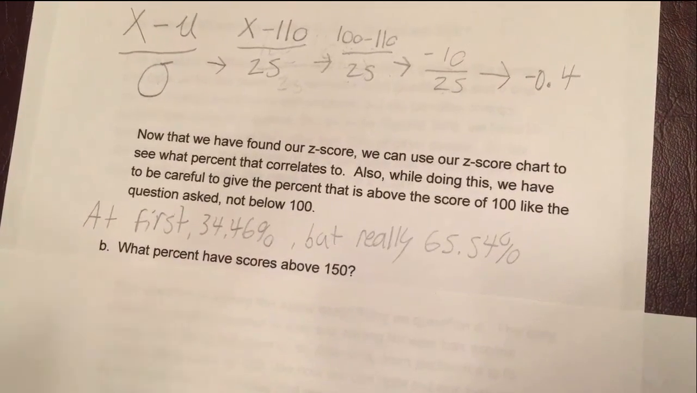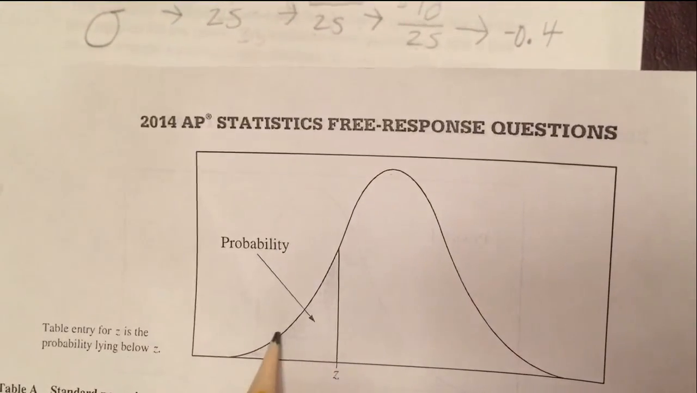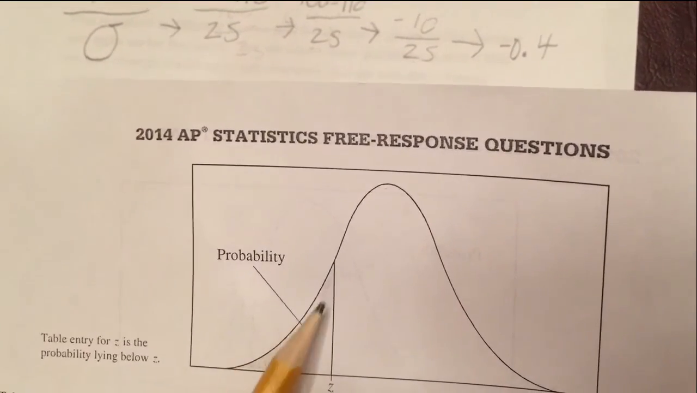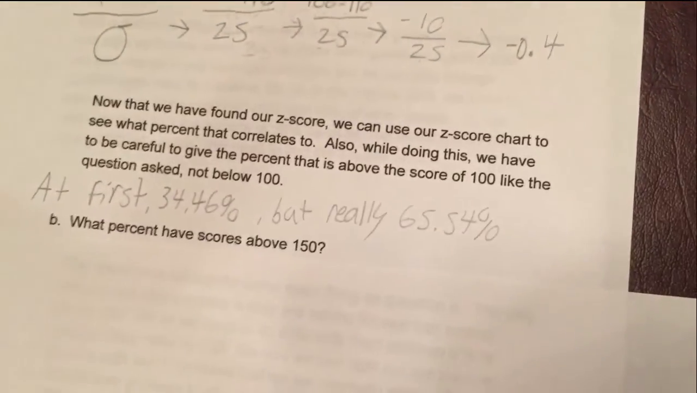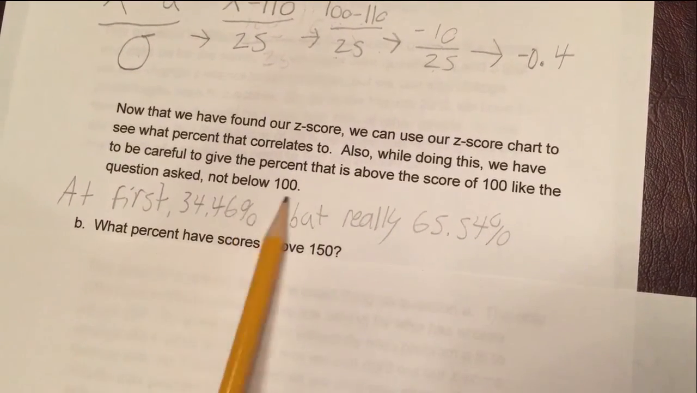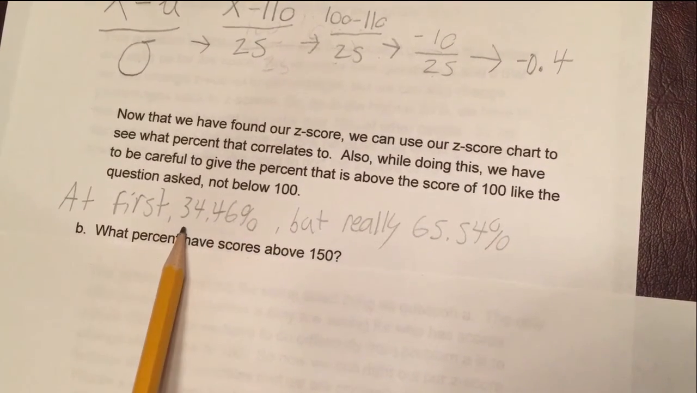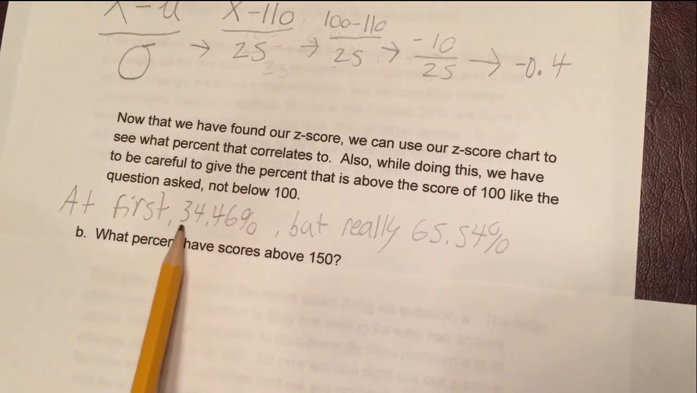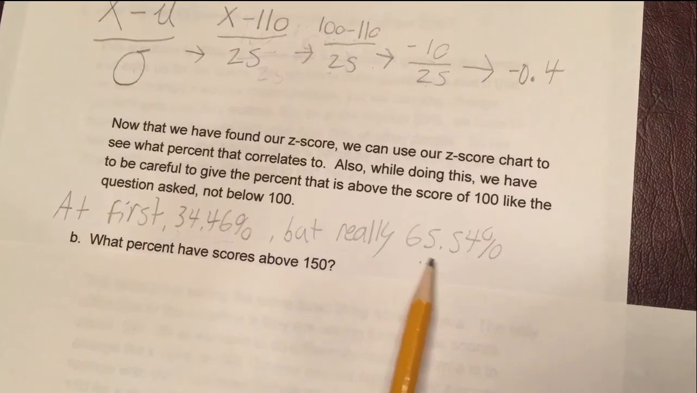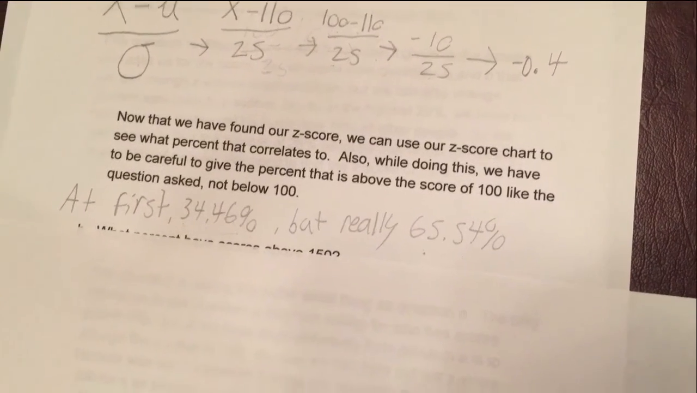But as shown in this little curve here, z-scores always shade to the left. So that means we have to subtract that number from 100 to get our actual answer, because this is looking for scores above 100 and not below, and this value gives us below. So we merely take 100 and subtract the value we got, which is 34.46, and that leaves us with 65.54, which would be our answer for part A.